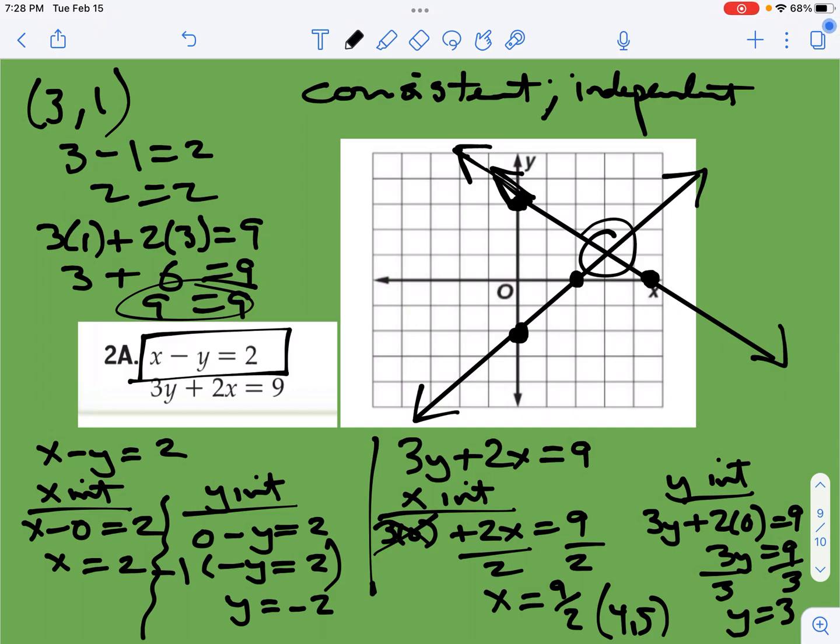Good luck with these, and just know that as obnoxious as this is, there is hope on the horizon, because pretty soon you'll be able to solve these algebraically and you won't have to monkey around with this. So thanks for your effort and good luck.